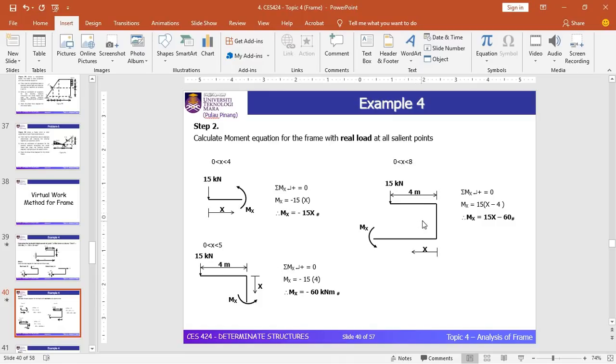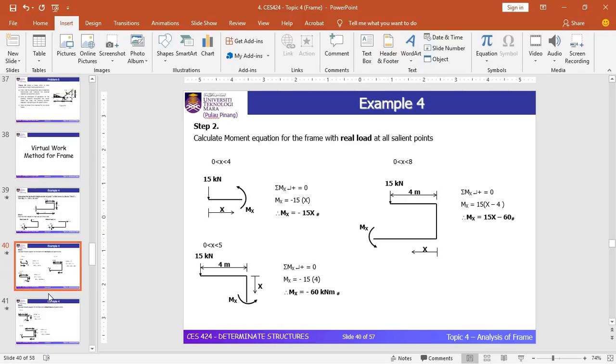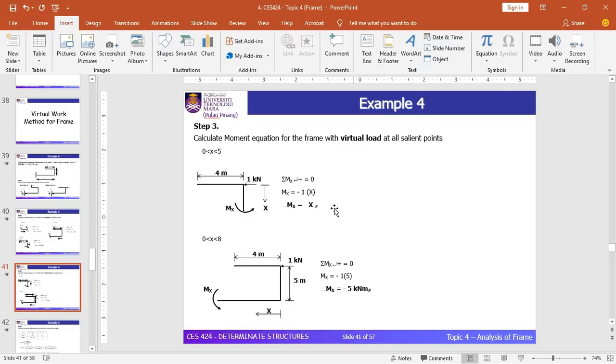For the last diagram, where the range is 0 to 8, x is measured from B, from D, and based on this free body diagram, the equation of moment is equal to 15x minus 60. Then you can proceed to get the equation of moment for the virtual diagram.